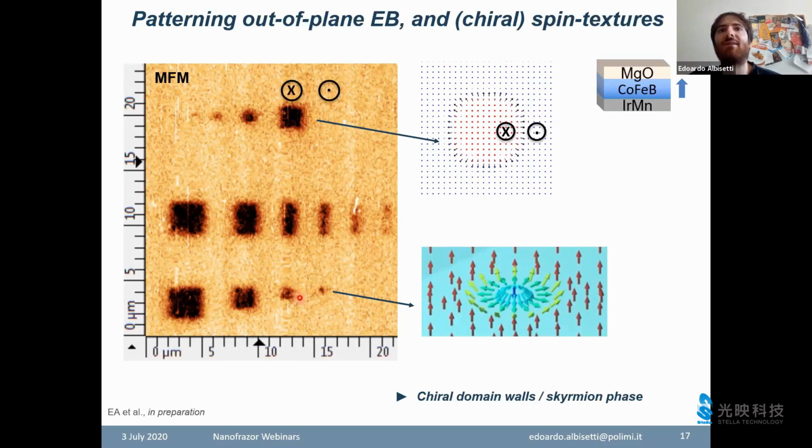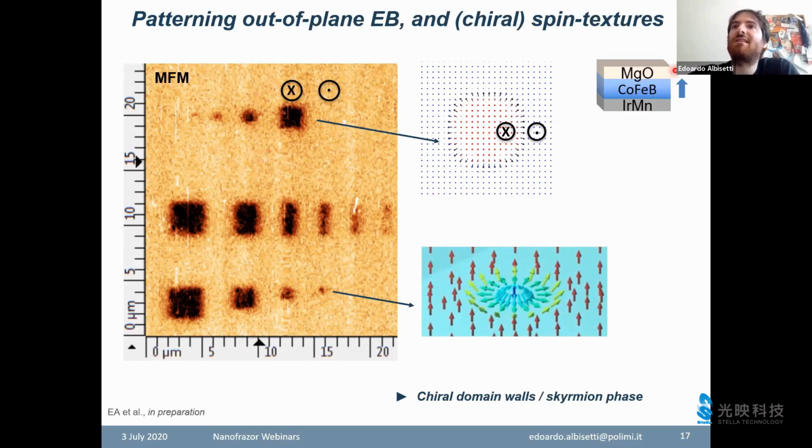And here you see some examples of magnetic domains that we wrote, square magnetic domains, where the black contrast means that the magnetization points into the screen and the white contrast points towards you. And you can, again, write different shapes and actually control the spin texture within the film pretty much as we did in the previous layers.